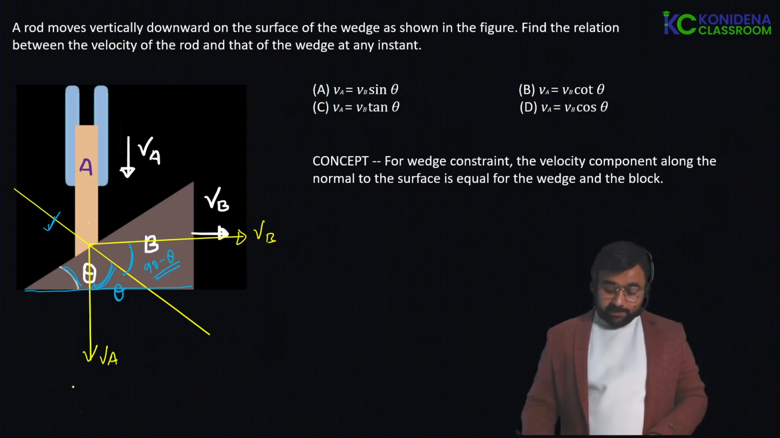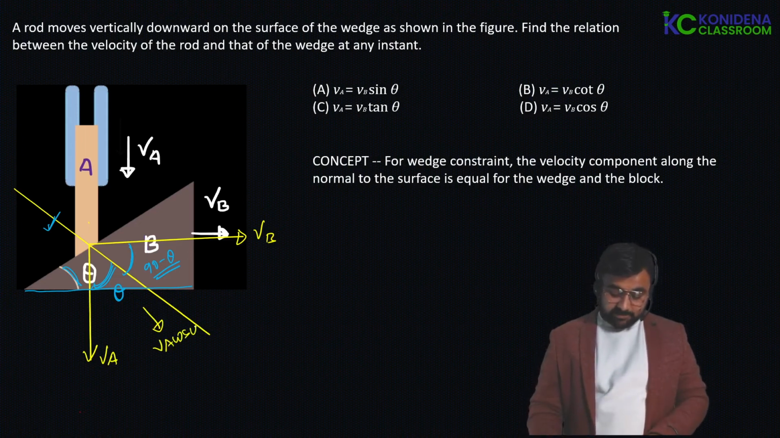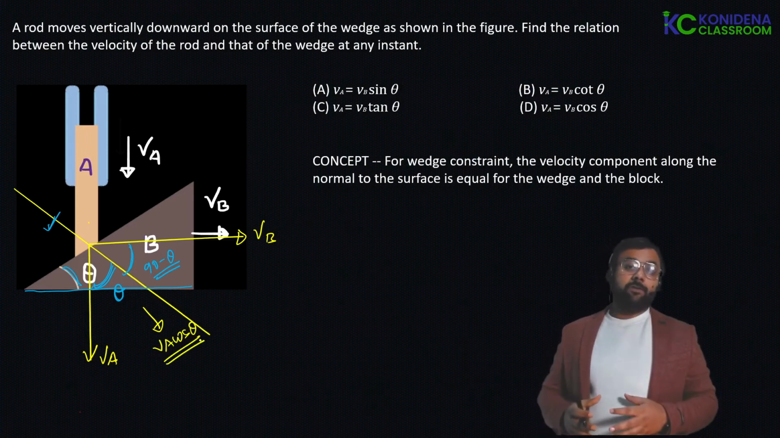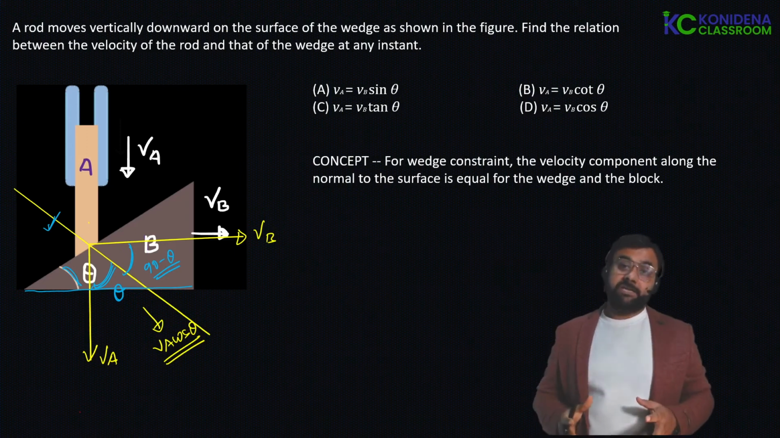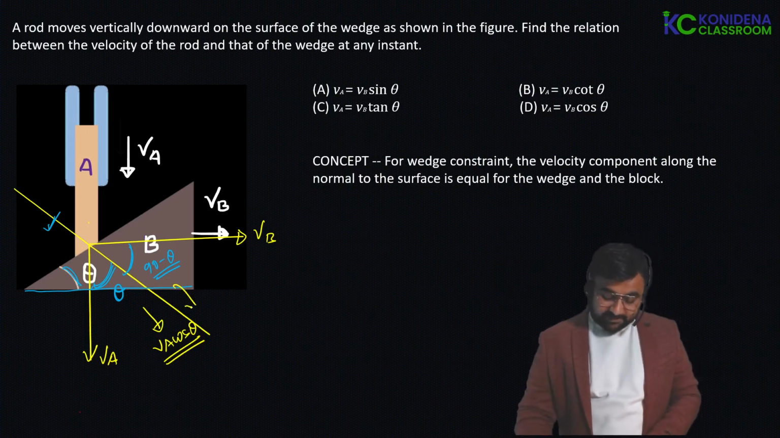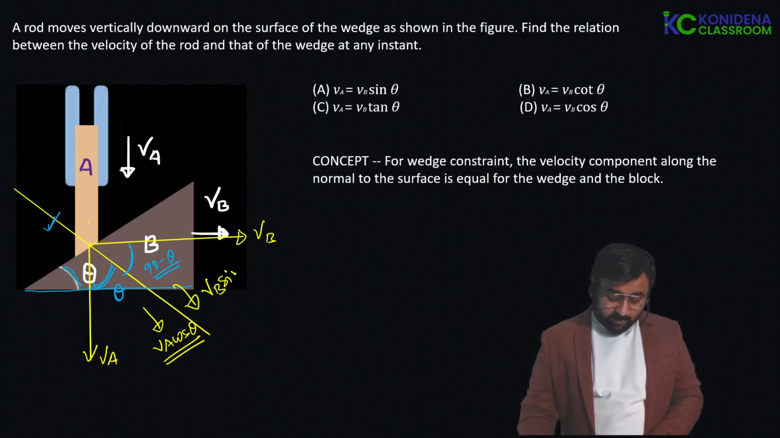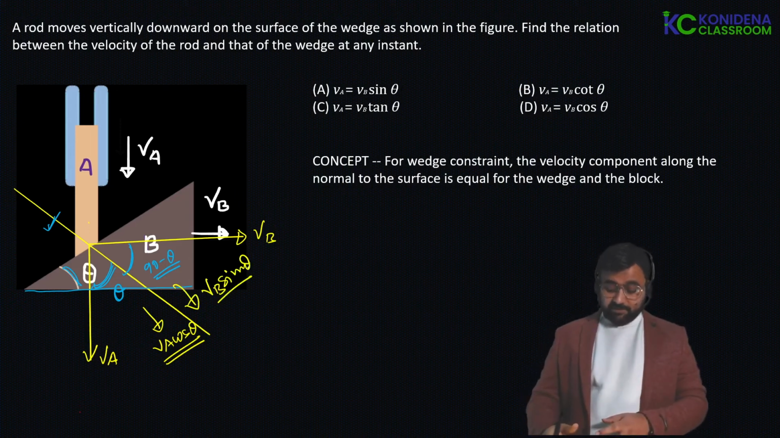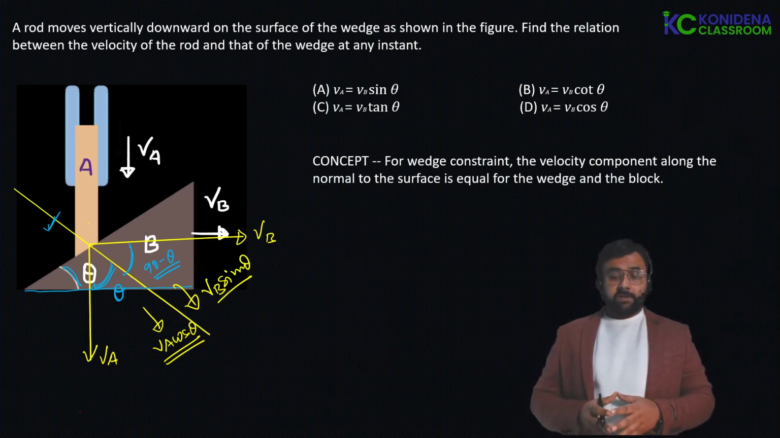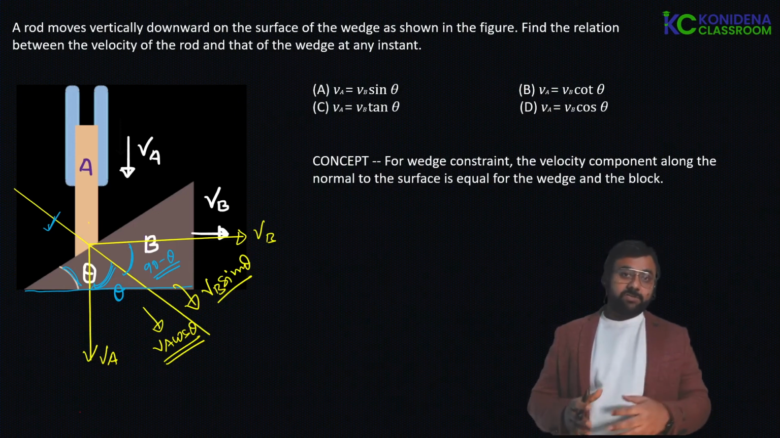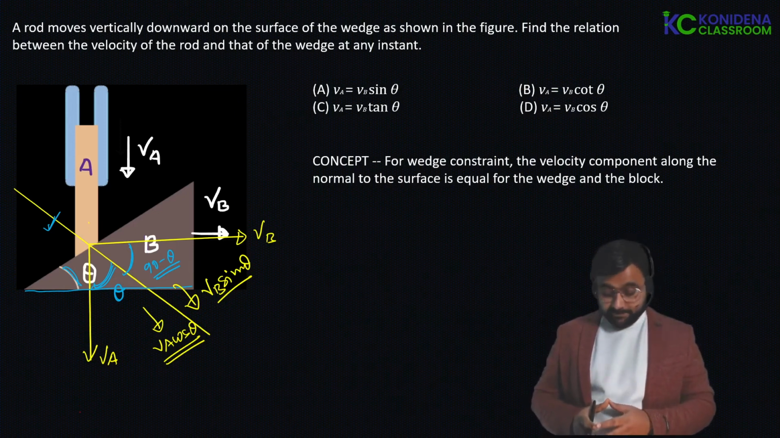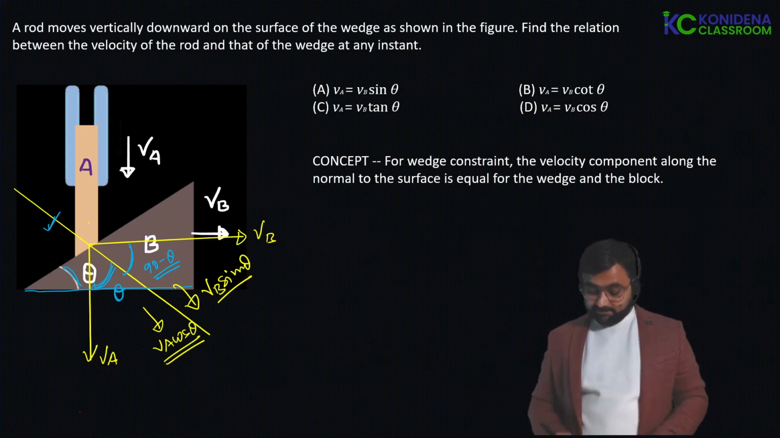The component of VA along this perpendicular line is VA cos theta. And the component of VB along this perpendicular line is VB cos(90 minus theta), which is nothing but VB sin theta. We are not talking about the other components, which are perpendicular to VA cos theta and VB sin theta. We are just considering those components which are parallel to this line, that means along this line. So let us equate these and we will get the answer.